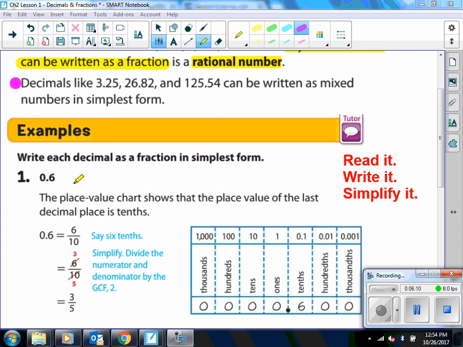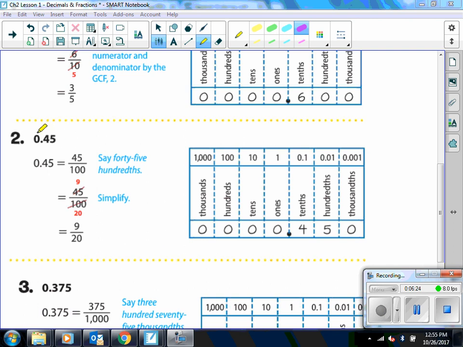For example 2, we have 0.45. If we read that correctly, that would be 45 hundredths. Written as a fraction, that's 45 over 100, and then we can simplify that to 9/20ths. Okay? So again, read it, write it, simplify it. Same thing with to the thousandths place. This is 375 thousandths. So that's going to be 375 over 1,000, and then you can simplify that to 3/8. Is everybody clear with that?